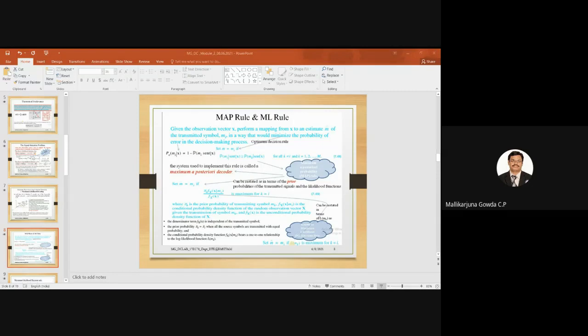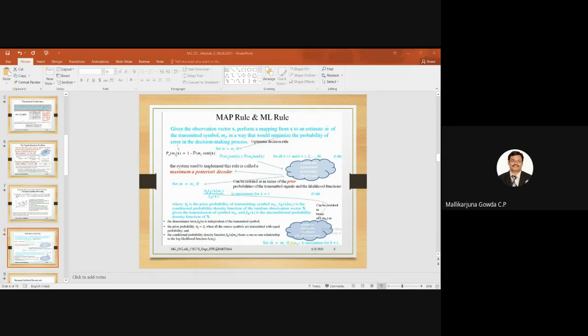So for that, what is the optimum decision rule? We have to set m cap equal to mi if the probability that mi is sent, given x is received, is greater than or equal to the probability that mk is sent, given x is received, for all values of k not equal to i, right? So this is what we call the MAP rule. I already defined what the log likelihood function and other things are, right?